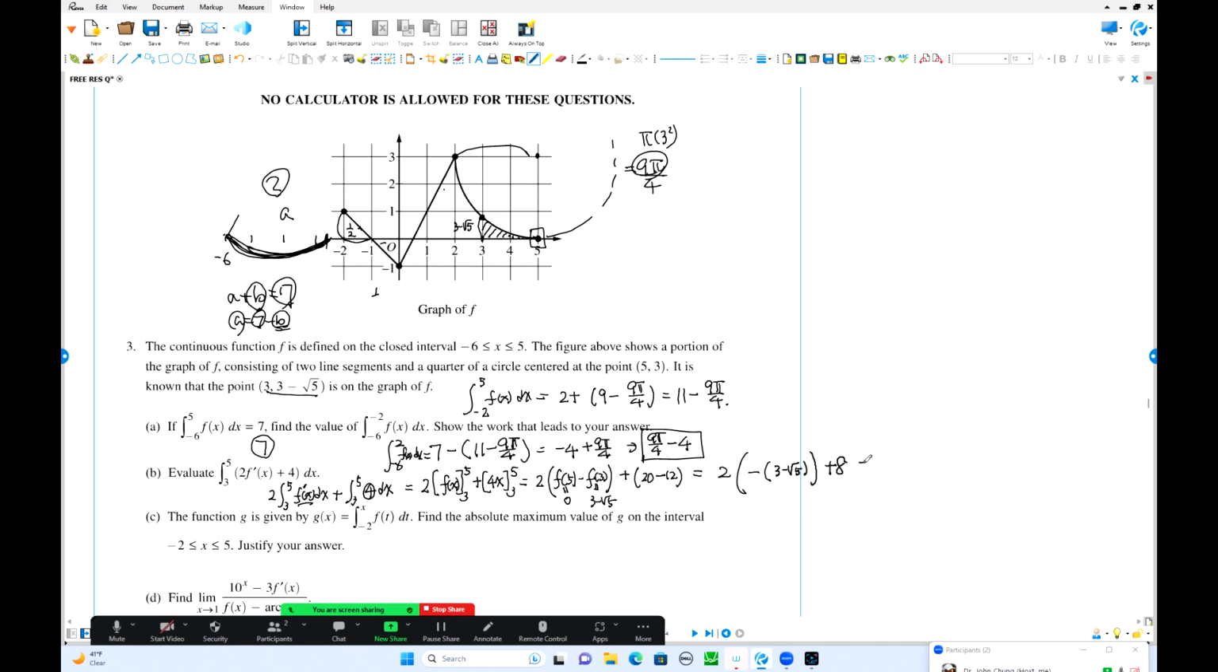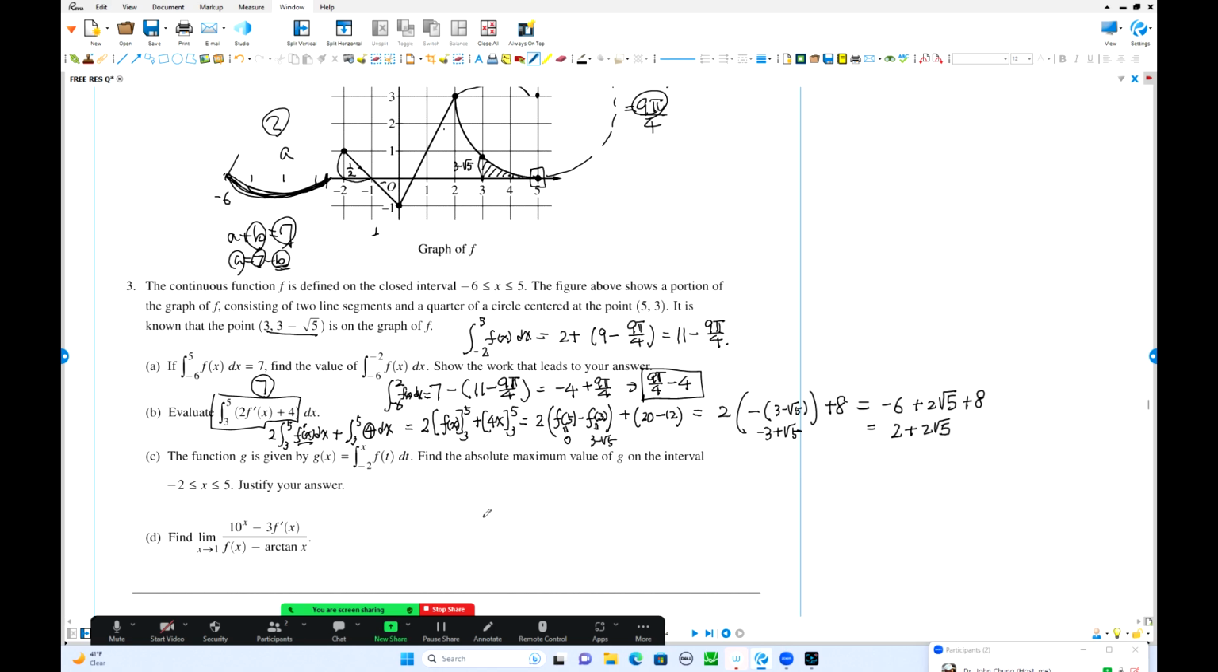And plus 8. Okay, inside is negative 3 plus square root 5 times 2 there. 2 times negative 3 is negative 6, plus 2 square root 5, and plus 8, right? So 8 minus 6 is 2, plus 2 square root 5. That's the value of this one, okay? I think it'll be no problem at all. You can do that.